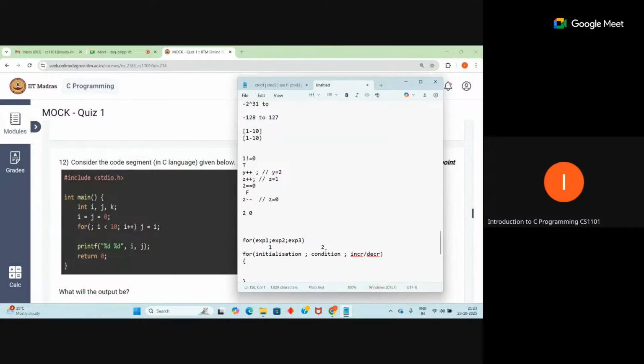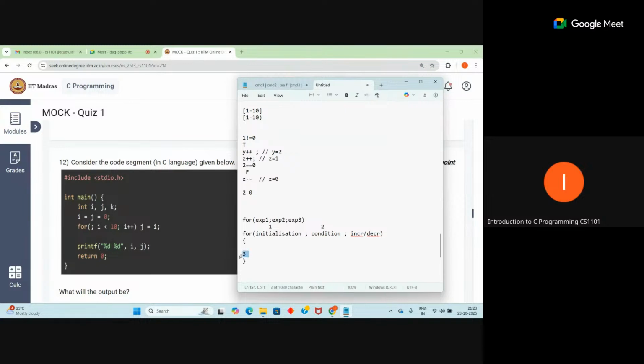If the condition is true, then it will execute the body of the loop. This is the third step: whatever you have in the body of the loop executes. After completion of the body execution, it will come to the increment and decrement part, and this gets executed. Again, it will check the condition.